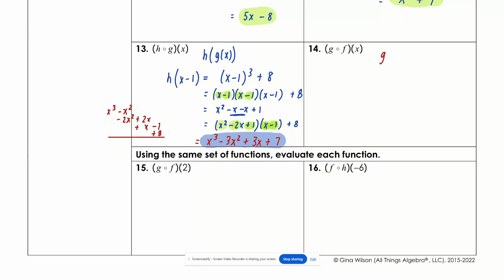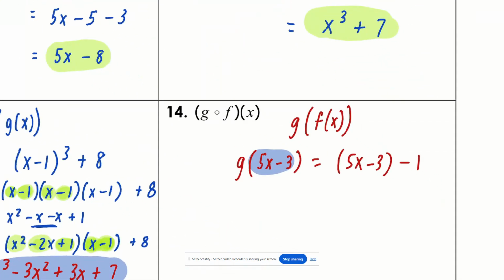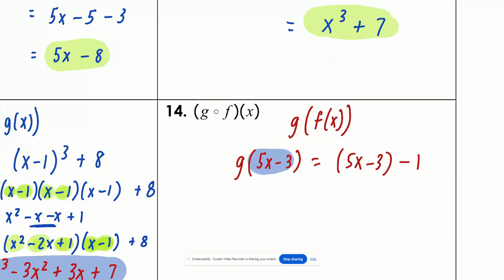We're doing g of f of x. Well, f of x has the equation 5x minus 3. So we're going to our g of x function right here, and every time I see x, I'm plugging in 5x minus 3. So instead of x minus 1, we're replacing x with 5x minus 3. And then, of course, the rest of the equation, minus 1.